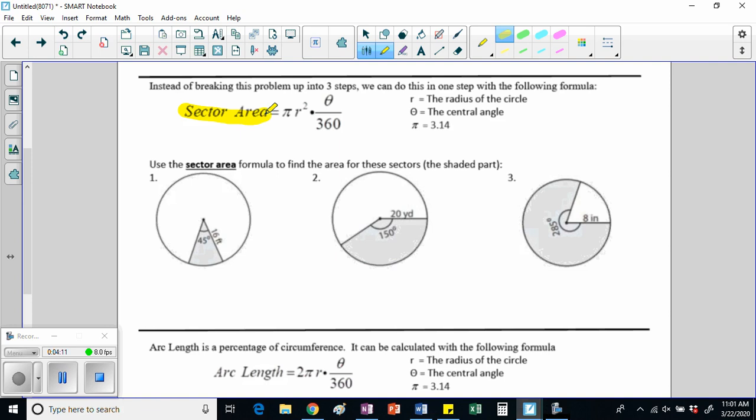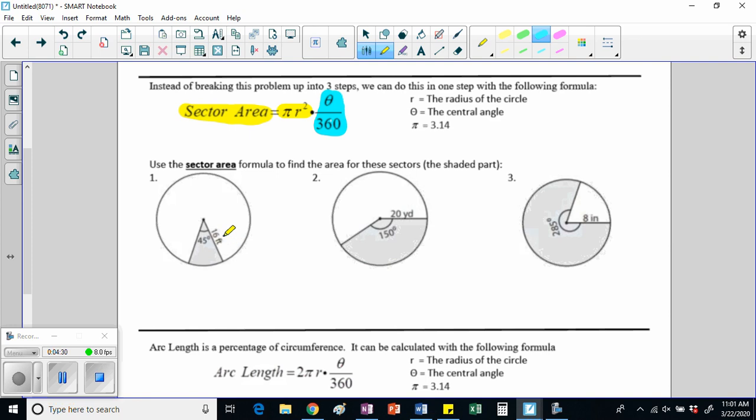The area of the sector, right here, which is the area of just our slice in these 3 problems, is pi r squared, that's the area of the circle, times our angle over 360, times the fraction of the circle that we want. So we just take the area of the whole circle times our angle over 360.